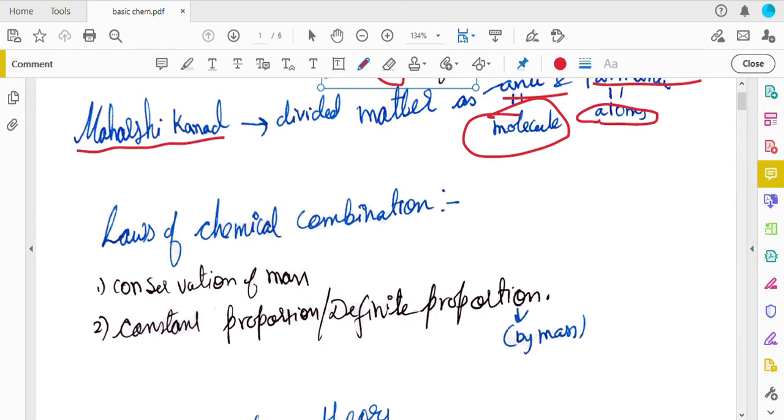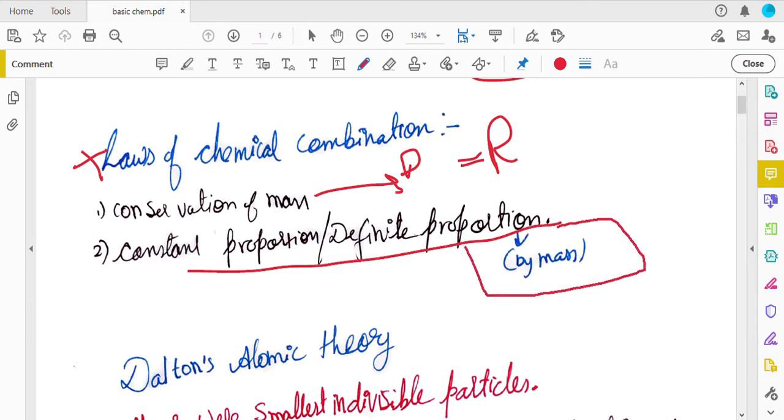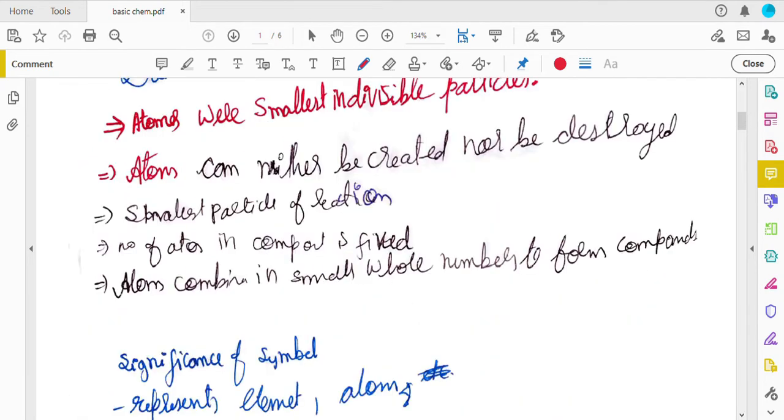And in the meantime, people were designing the laws of chemical combination. The law of chemical combination stated the law of conservation of mass. The law of conservation of mass meant that the sum of the products and the sum of the reactants would always be the same. Then the law of constant proportion, or definite proportion: atoms always combine by mass in the same ratio. Dalton's atomic theory.